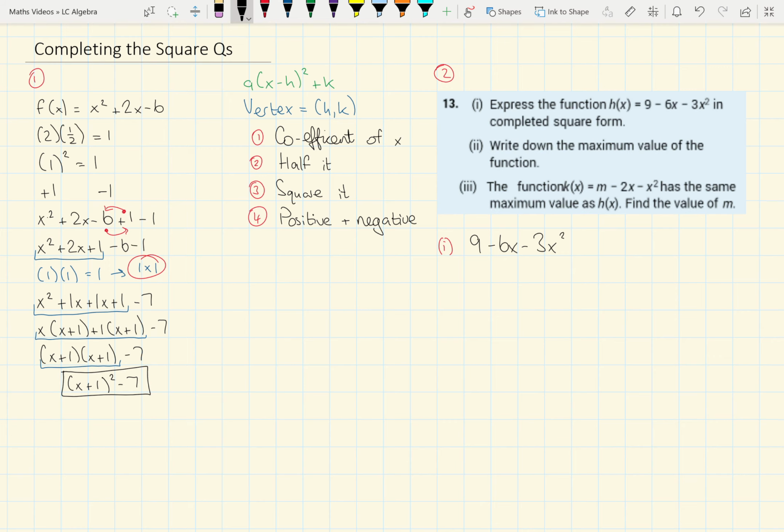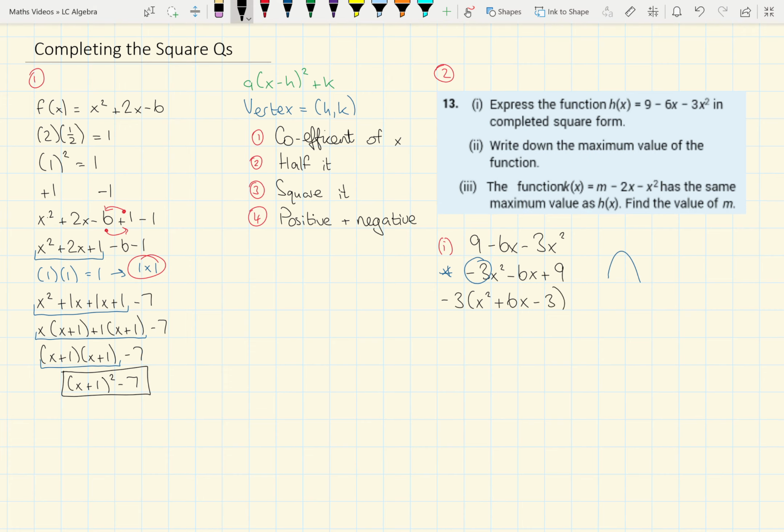Okay, so example 2, a more difficult question. My first issue when I read it is that its layout isn't useful, so I'm going to rearrange. I get minus 3x squared minus 6x plus 9. The minus in front of the x squared tells me that I'm going to end up with an N shape for my graph. Another issue for us is we can't use completed square form unless I just have x squared, so I need to factorize out by minus 3. So I'll get minus 3 times x squared plus 2x minus 3.